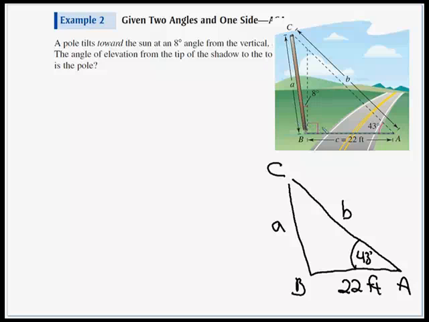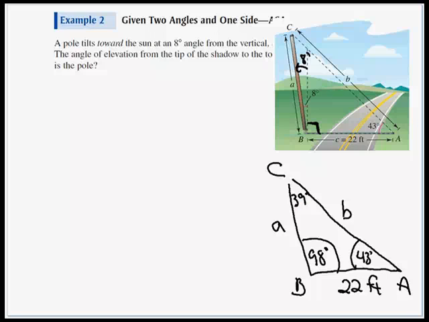What is angle B? They told us it's an 8-degree angle from vertical. Here is our right angle. If the pole was vertical, it'd be standing straight up, and that would be a 90-degree angle. But the pole is tilted 8 degrees away. So this isn't a 90-degree angle, it's a 98-degree angle. So we do have two of the angles. If we want to find the missing one, 180 minus the two angles that we have, and we're going to see angle C is 39 degrees.